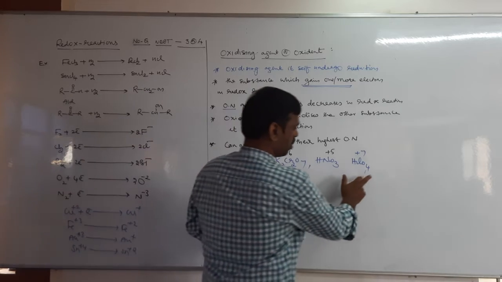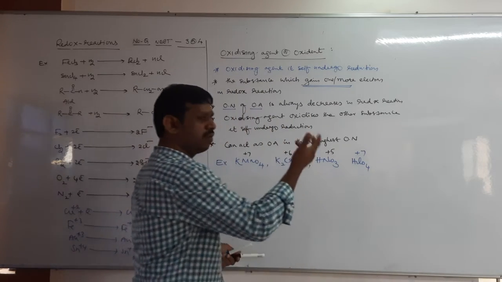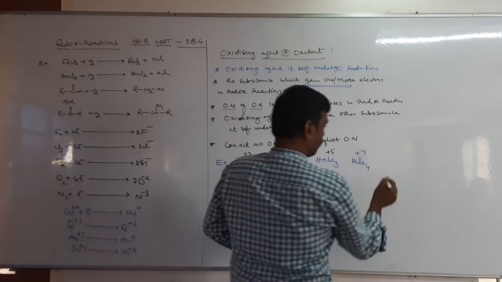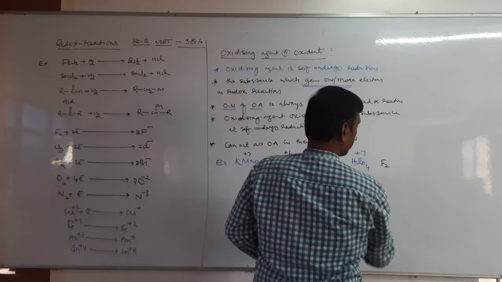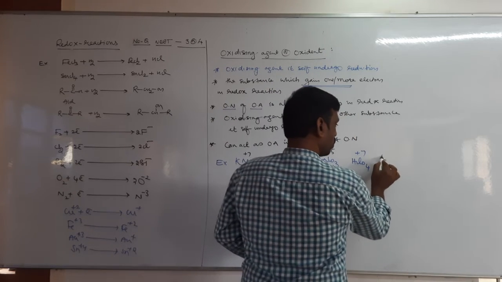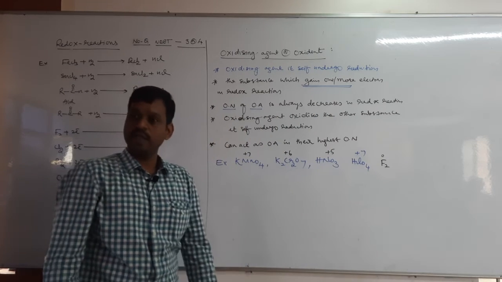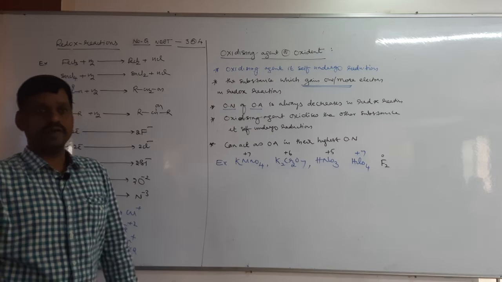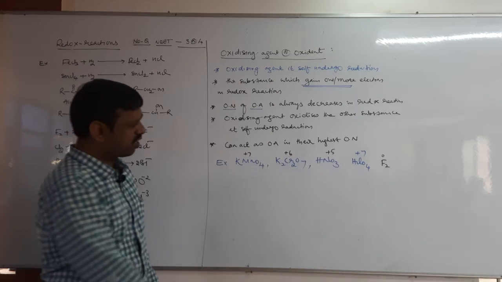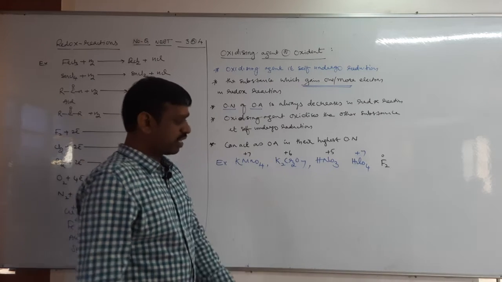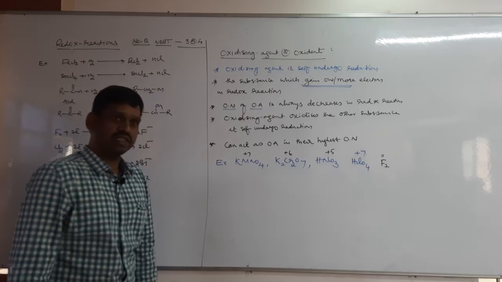Okay, you can add many more examples. Even fluorine F2, fluorine is 0, which is the highest for fluorine, and the lowest is -1, very good, -1. So like that you can write many more examples. So they can act as oxidizing agents.